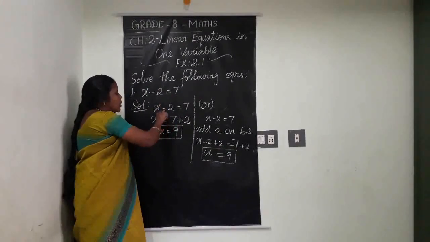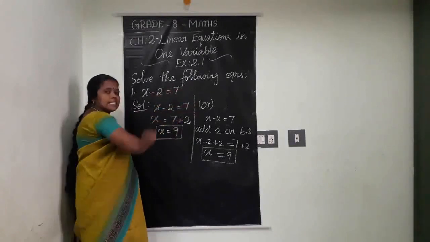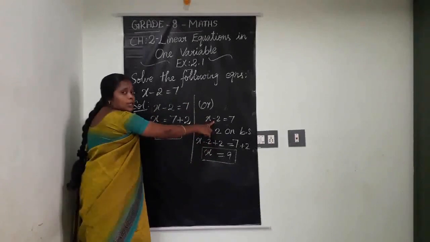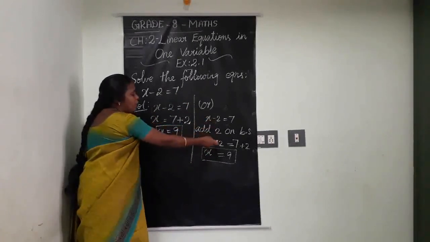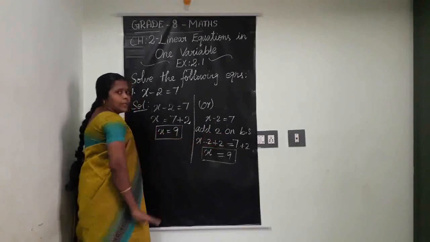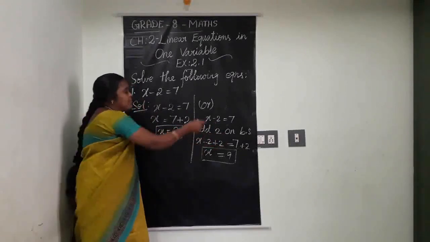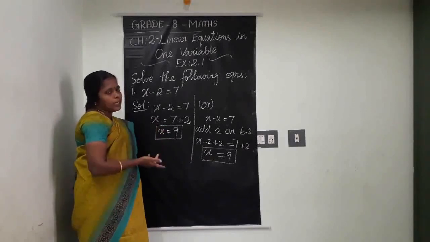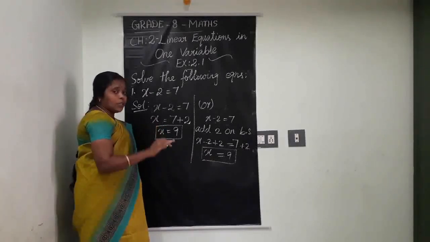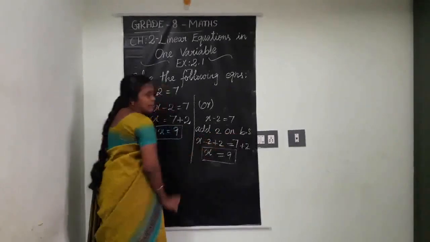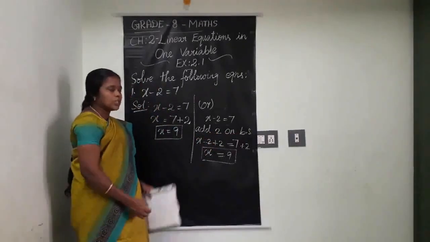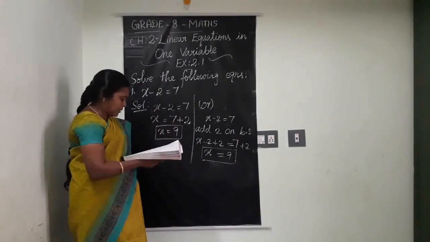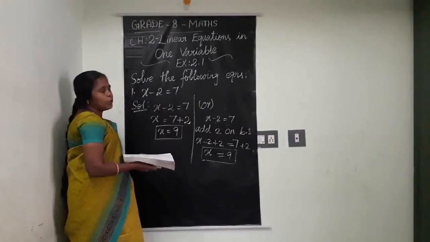Shifting a term from one side to the other side by changing its sign. This is normal according to the question. Clear? Minus 2 means if you add plus 2, you will eliminate that part. So depending upon the question, you have to choose whether addition or subtraction, multiplication, division. Whatever you do, you have to do on both sides for balancing the equation. Clear children? In this manner only we are going to solve some more questions here. Copy down neatly in your class book.